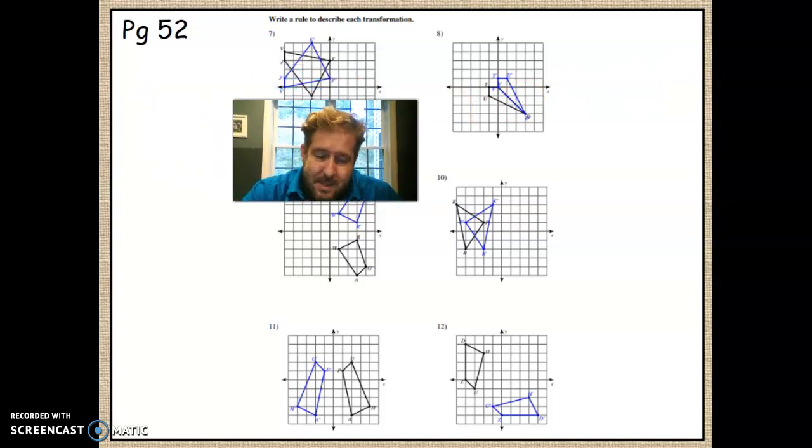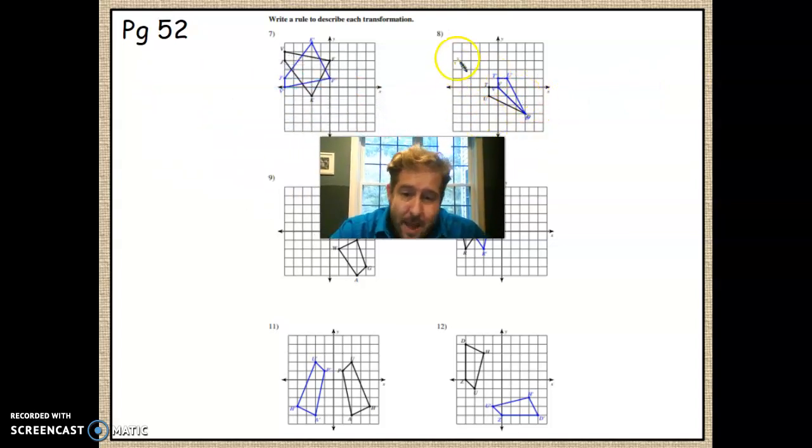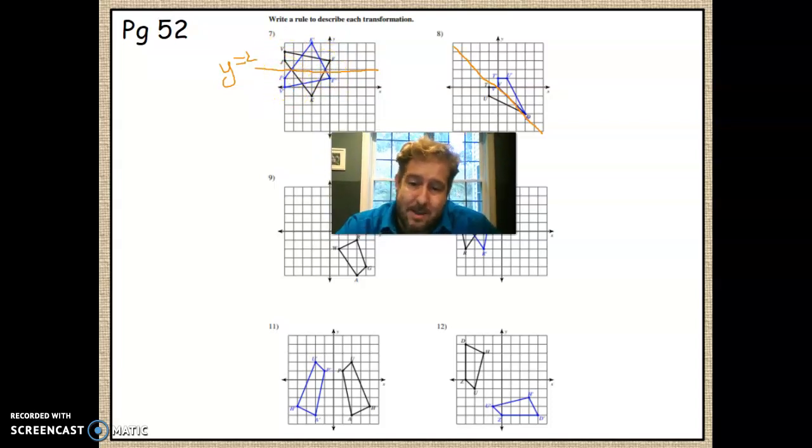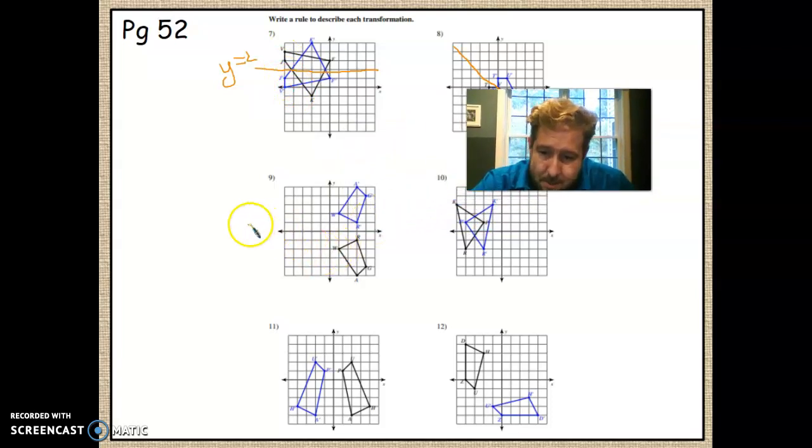Okay, and then for this last page, basically all you're doing is asking yourself, what is it reflecting over? This is reflecting over y equals negative x. This one looks to be flipping over this y equals 2. Now you might be wondering, how did I know it was horizontal and not vertical? An easy way of knowing that is to simply look at all the points that have the same letters. So F and F prime, the line is in between. V and V prime, the line is always in between. It's always going to be in between the 2 points with the same letters.